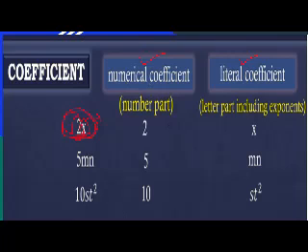So here, if I'm asking you what is the coefficient of m, what are the rest of the things with m? 5 and n. So the coefficient of m is 5n. Is it clear? What is the coefficient of 10 here? You can take it as st squared. So you have the numeral coefficient and the literal coefficient.